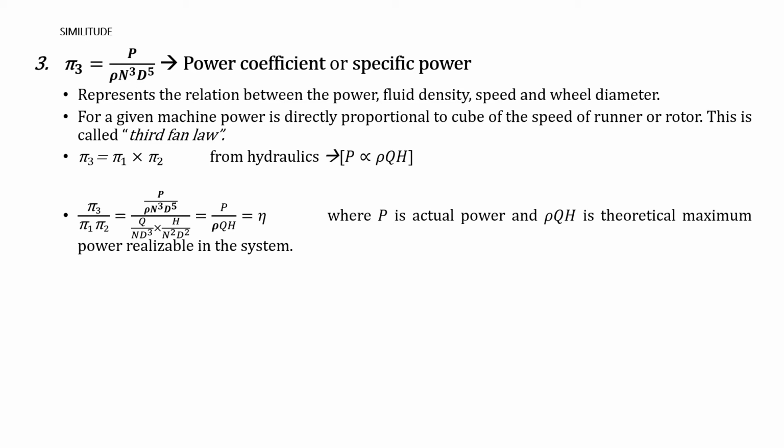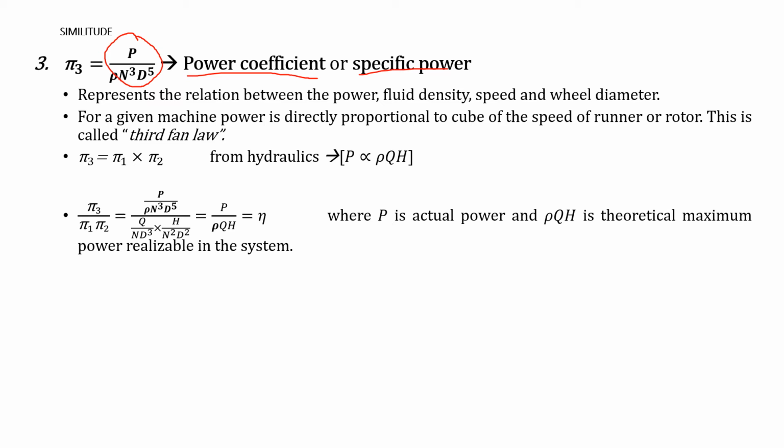So the next pi term is P by rho N cube D raised to 5. This ratio we call the power coefficient or specific power. What does it represent? It represents the relation between power, fluid density, speed and wheel diameter.